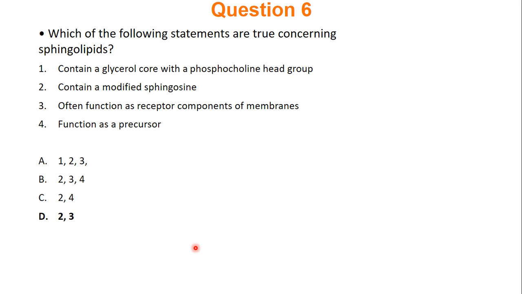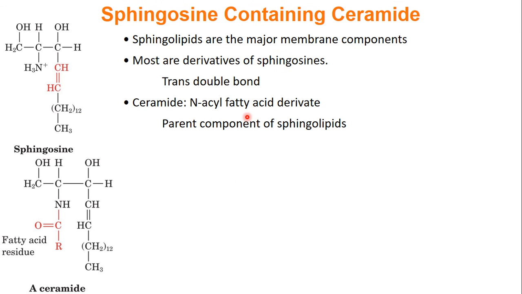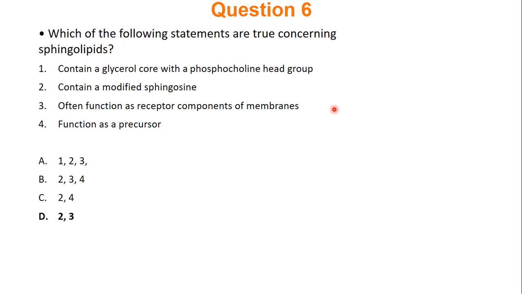So which of the following are true concerning sphingophospholipid? So sphingophospholipids have a sphingosine, so that's the head group, and they're also a receptor component. So our sphingolipids are usually going to be in your membrane, and they're also going to be a receptor for your membrane.